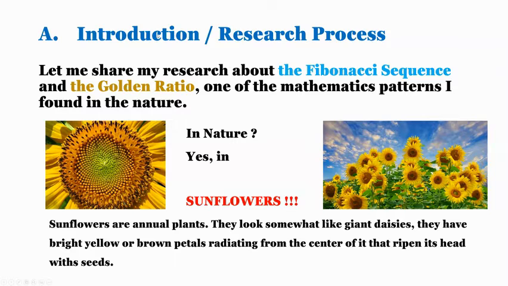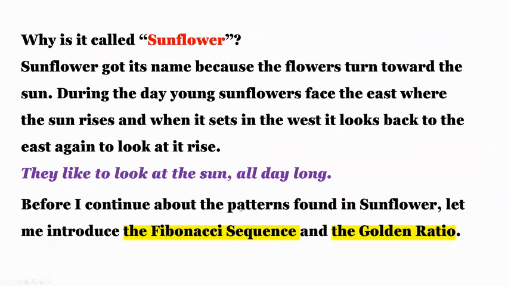Let me share my research about the Fibonacci sequence and the golden ratio, one of the mathematic patterns I found in nature. In nature? Yes. In sunflowers. Sunflowers are annual plants. That means that they only bloom in one season specifically. They look somewhat like giant daisies. They have bright yellow or brown petals radiating from the center of it that ripen its head with seeds.